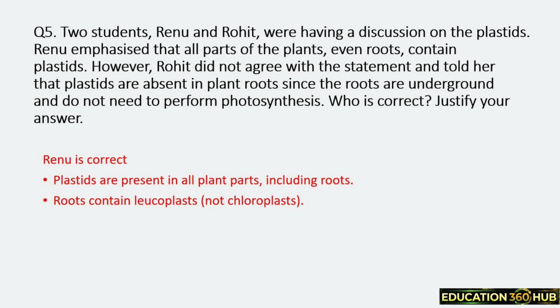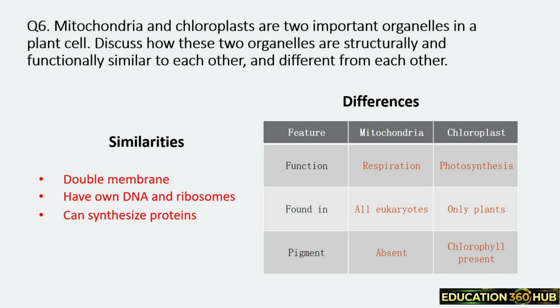Question 5. Two students, Renu and Rohit, were having a discussion on the plastids. Renu emphasized that all parts of the plants, even roots, contain plastids. However, Rohit did not agree with the statement and told her that plastids are absent in plant roots since the roots are underground and do not need to perform photosynthesis. Who is correct? Justify your answer. Answer: Renu is correct because plastids are present in all plant parts, including roots, and roots contain leucoplasts, not chloroplasts.